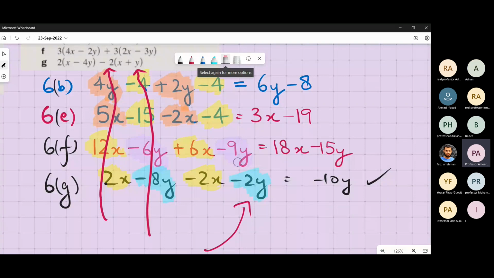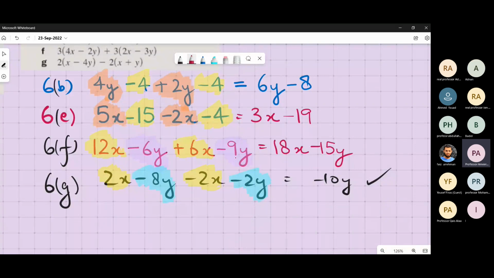Mister, is it 10xy minus 10xy? No, my answer is correct. There is no mistake. Wait, mister. Minus 8y minus 2y. My answer is correct. Why? Because 2x and minus 2x will get 0.